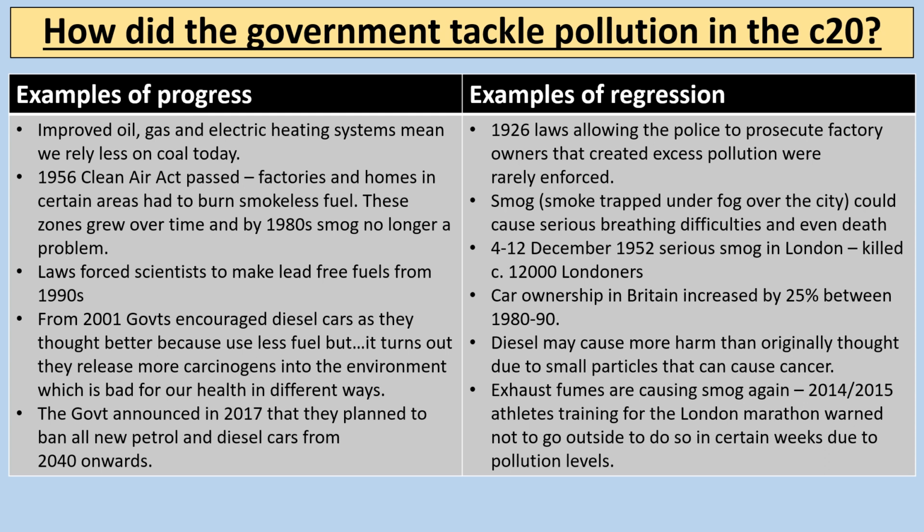In terms of regression, 1926 laws allowed the police to prosecute factory owners that created excess pollution, but were rarely enforced. Smog could cause serious breathing difficulties and even death. So in 1952, in that serious smog in London, around 12,000 Londoners died. Car ownership has increased in Britain by 25% between 1980 and 1990. Diesel probably causes more harm than we thought, and exhaust fumes are causing smog again. Athletes training for the London Marathon were warned not to go outside in certain weeks due to pollution levels.